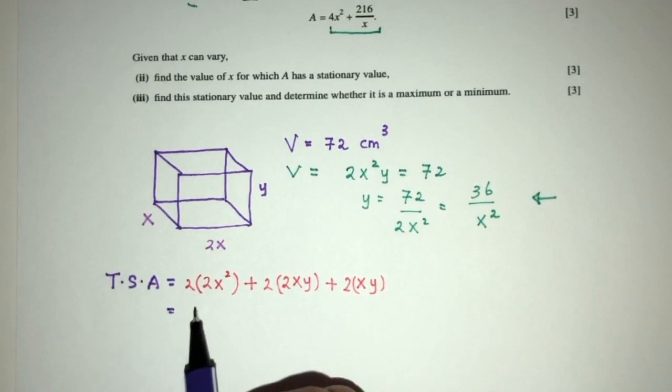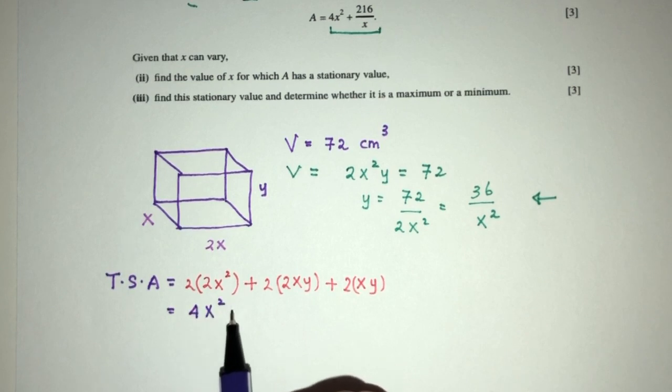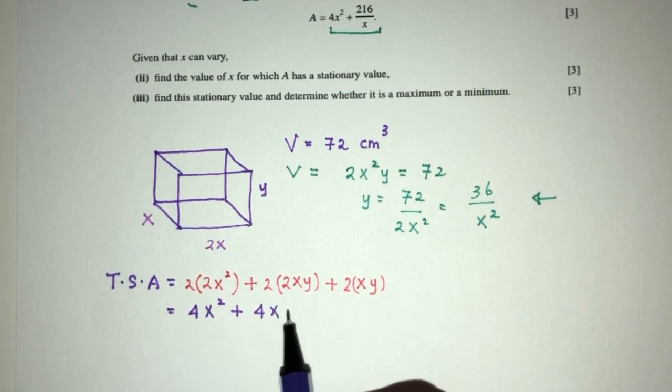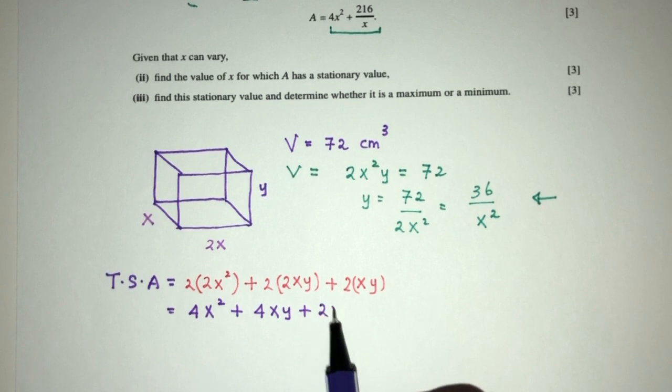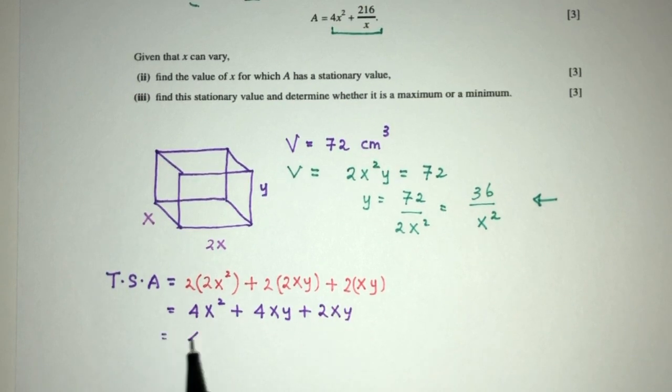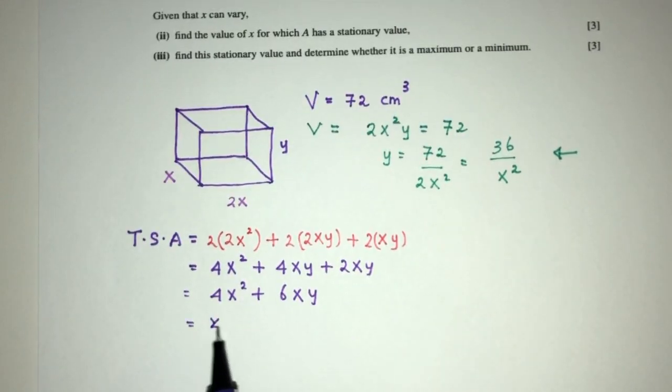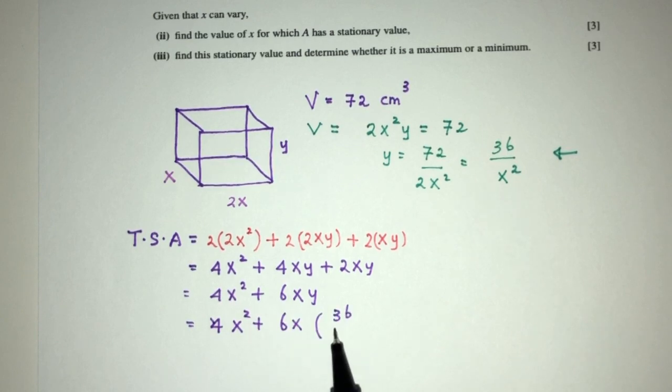Now simplify, you will have 4x squared plus 4xy plus 2xy, which is 4x squared plus 6xy. Now again, we have something in x here, so the y here we have to change to x. y is 36 over x squared.